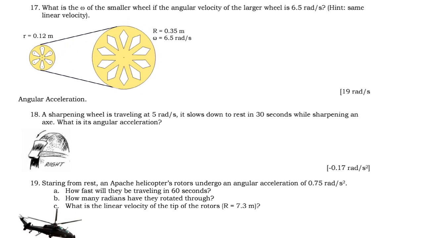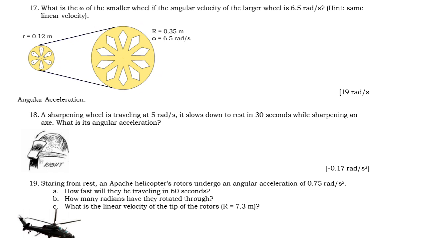All right, 17. What is the angular velocity of the smaller wheel if the angular velocity of the larger wheel is 6.5 radians per second? Hint, they'll have the same linear velocity. So that kind of tells us we should find the linear velocity. So v equals our angular velocity times our radius. So here the velocity is equal to 6.5 times 0.35.